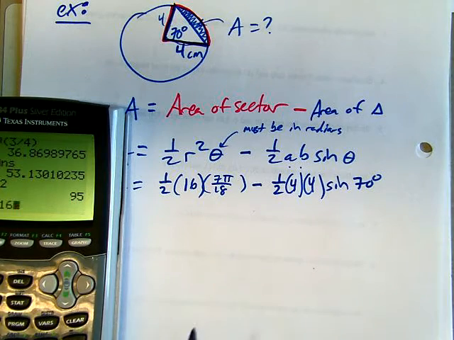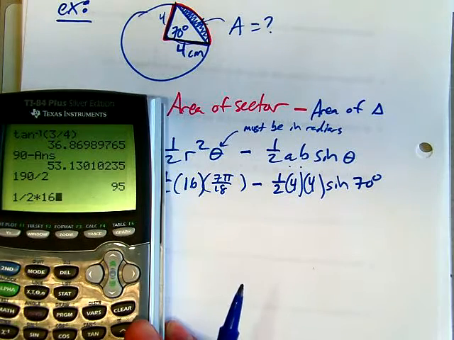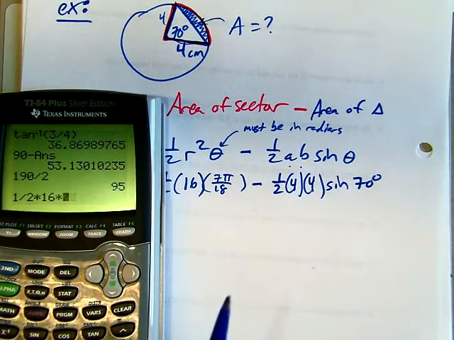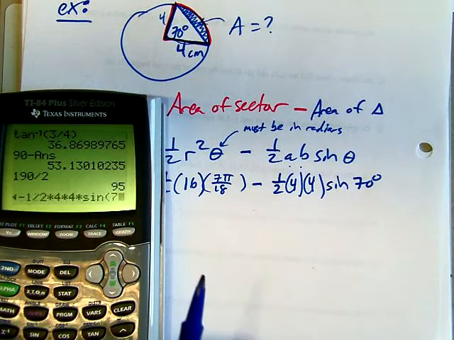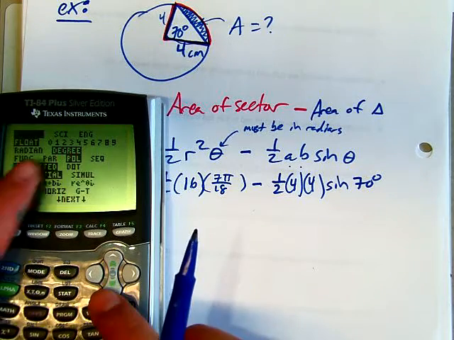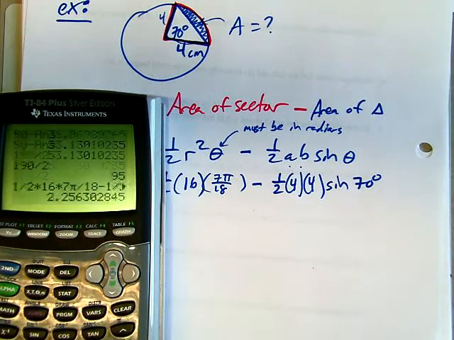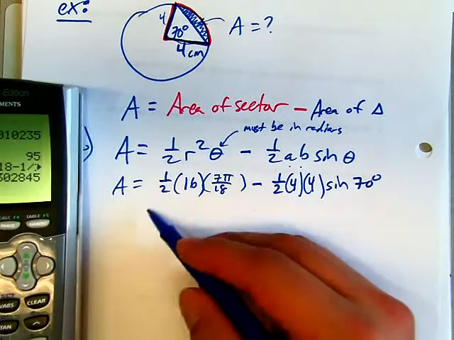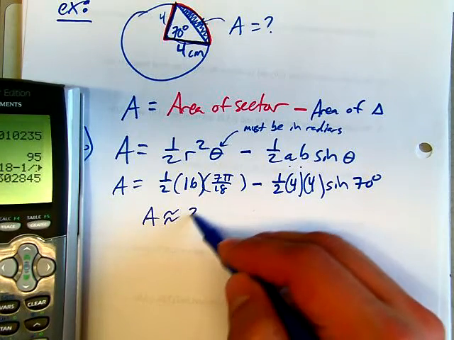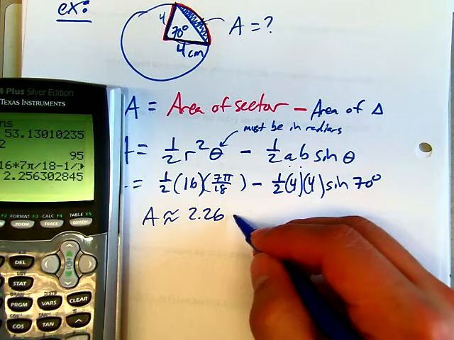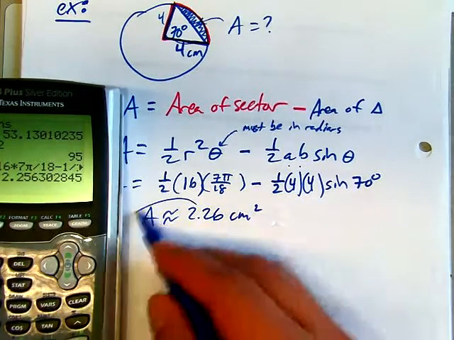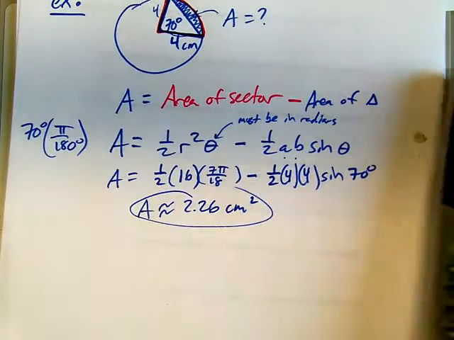So if we do that, 1/2 times 16 times 7 pi over 18 minus 1/2 times 4 times 4 times the sine of 70 degrees. Just making sure I am in degrees, okay? If you hit enter, you get an area of about 2.26 centimeters squared.